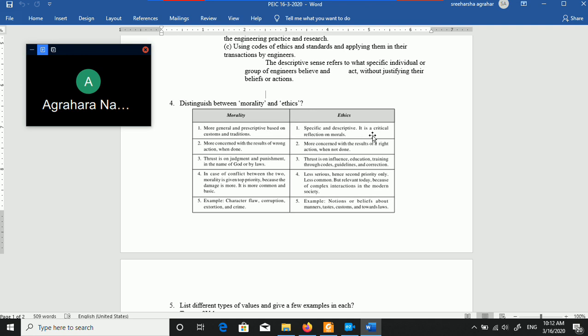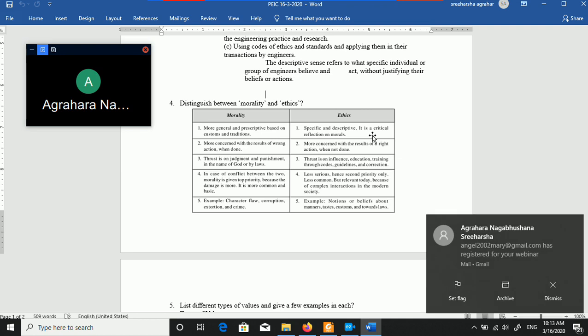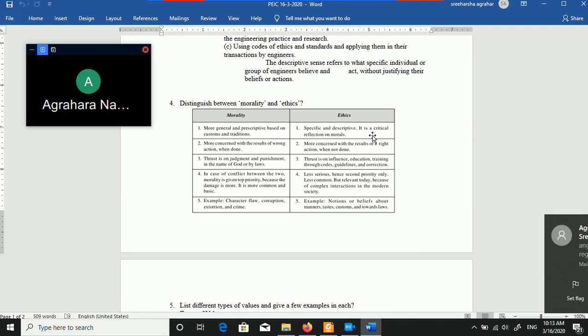Morals and ethics are not completely different. They reflect each other. That means whatever is said very generally as morals is given very specifically in the ethics. Okay.